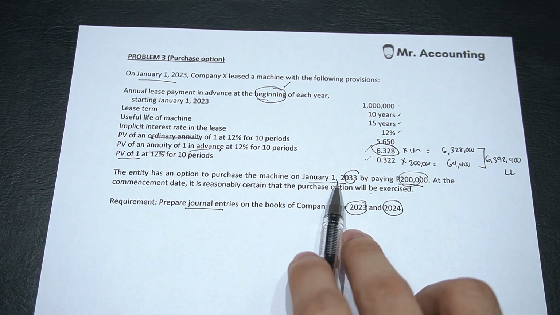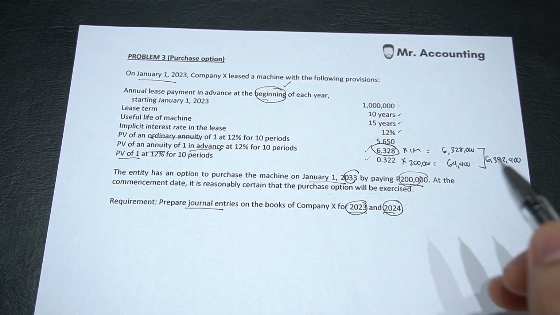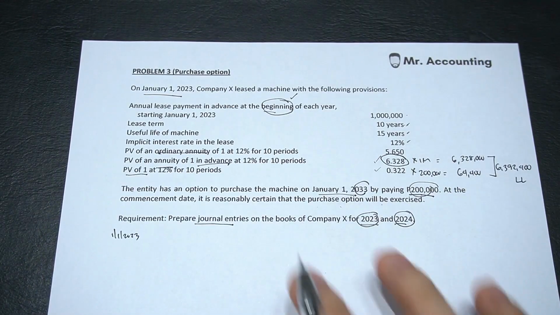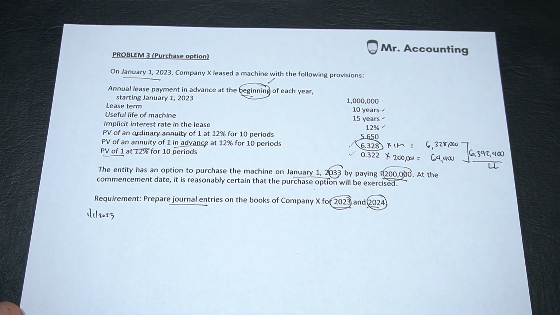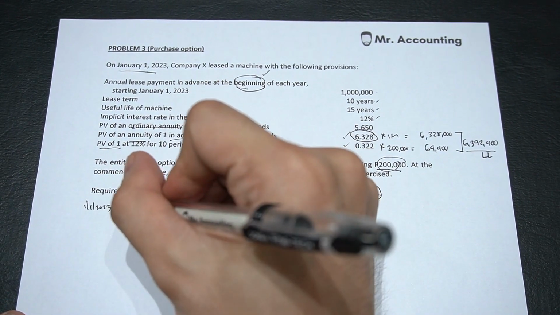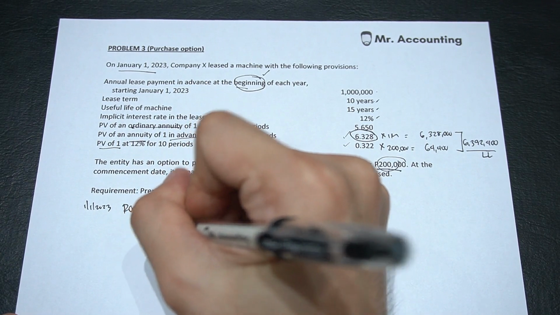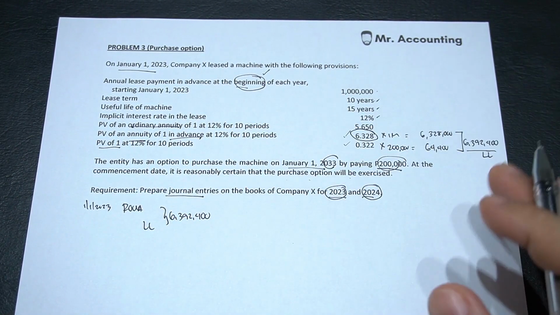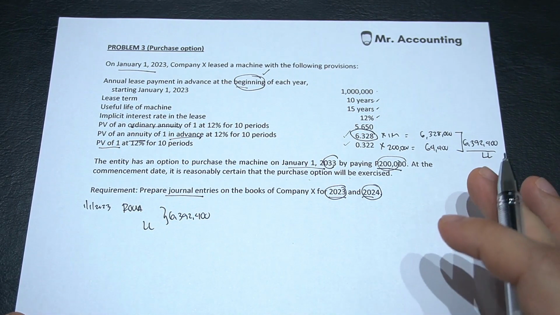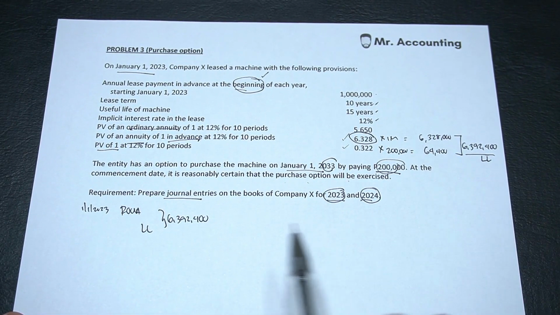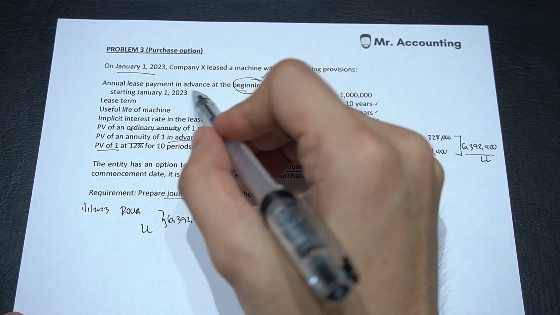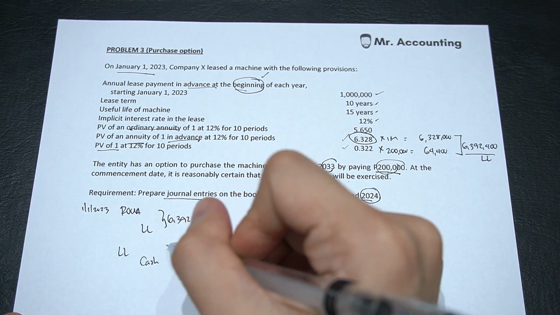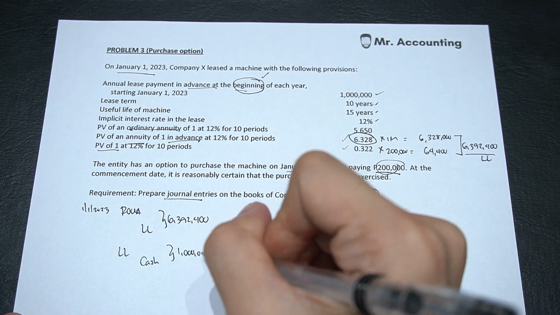Alright. So, tingnan natin, class, ha? Journal entry natin for 2023 and 2024. Let's start with January 1, 2023. Okay. So, na-compute natin na lease liability is 6,392,400. Debit ROA, credit lease liability, 6,392,400. Okay? And, ano nangyari pa? So, in advance daw, binayaran yung 1 million. So, January 1, meron kang debit lease liability, credit cash, 1 million.